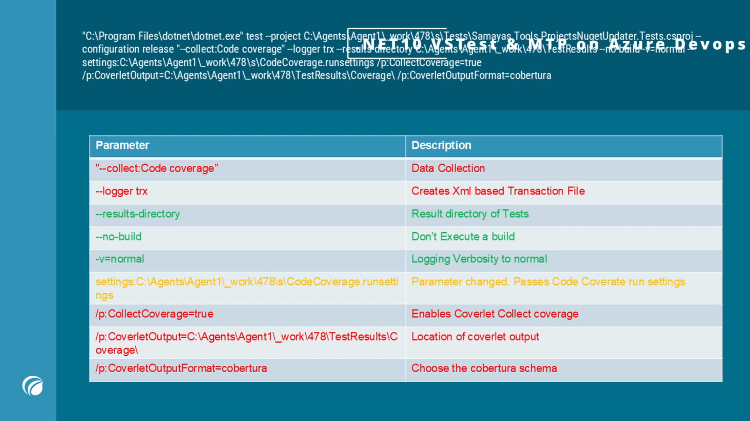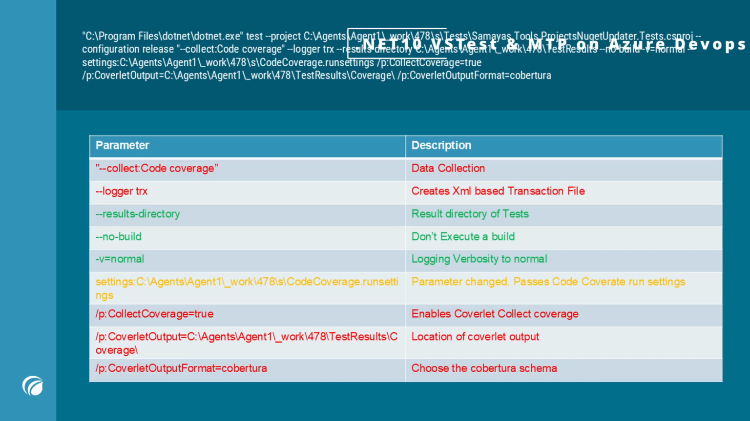So if you now look at the original parameters of our .NET test, a lot is not working anymore. Collect code coverage isn't working anymore. It was used for data collection. Logger TRX created XML-based transaction files. It isn't working anymore. The result directory to output the results of the unit tests is still working. The no-build parameter, since we've already built before, is still working. The vnormal, which defines the details of your logging, is still working.